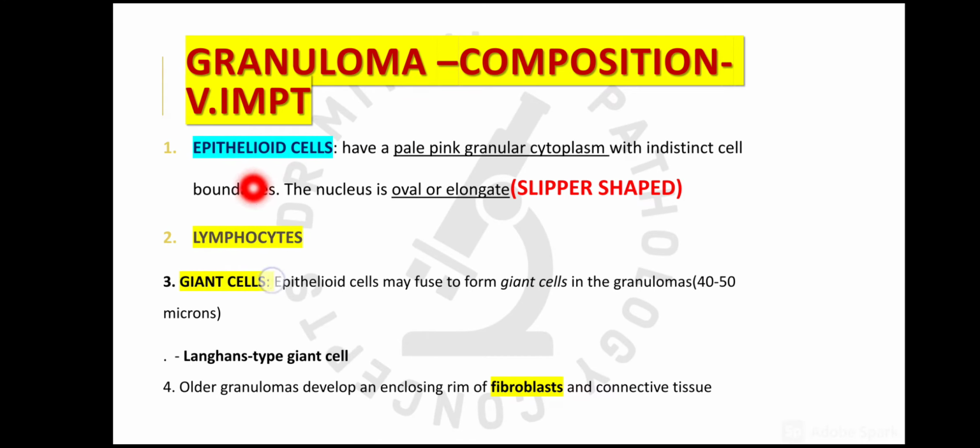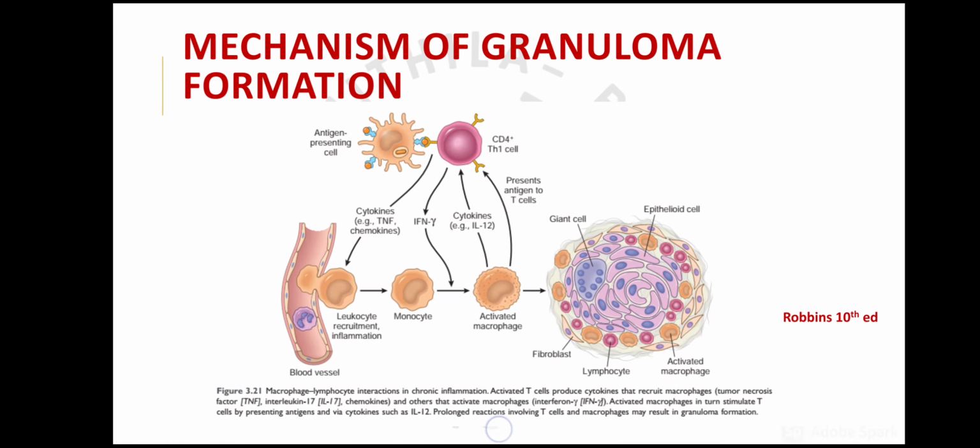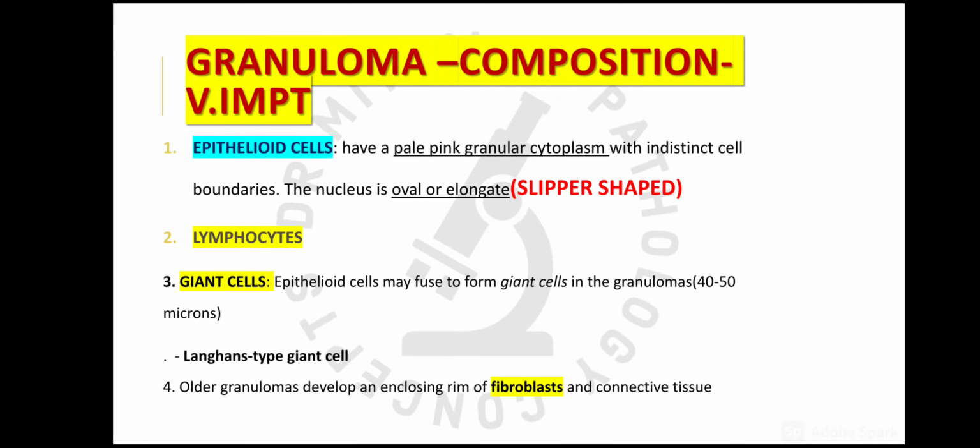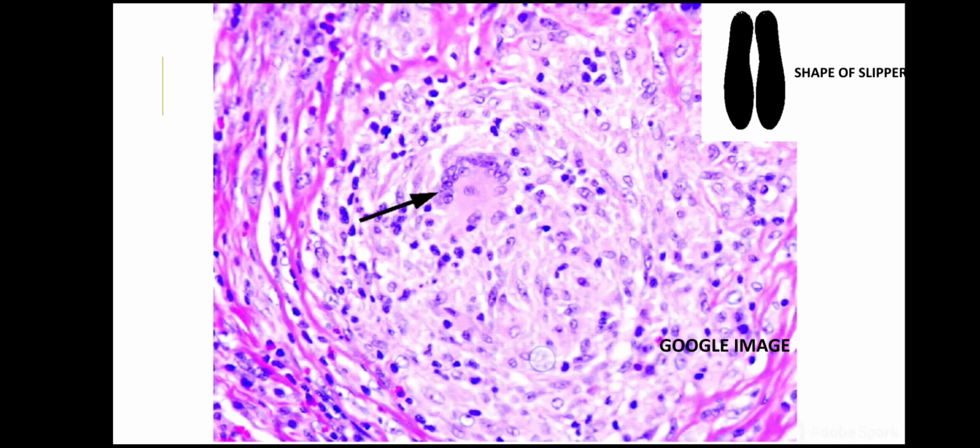One is the epithelioid cells, which are slipper shaped, with an oval elongated nucleus and pink granular cytoplasm. The second important component is lymphocytes. Then giant cells may be there, as epithelioid cells fuse to form the giant cells, and caseous necrosis may be present or may be absent. And in the older granulomas, fibroblasts may be present in the most peripheral location. So this is again very important to know.